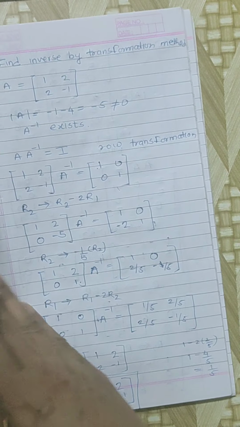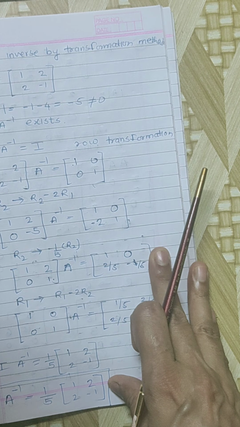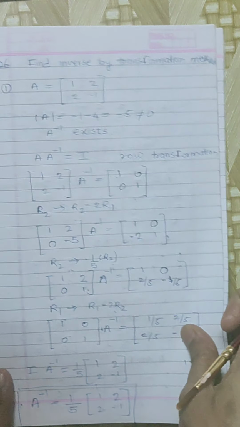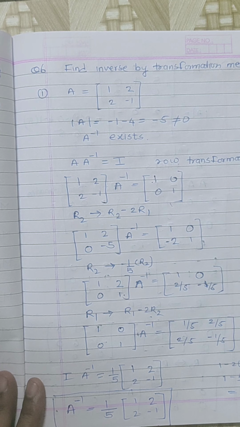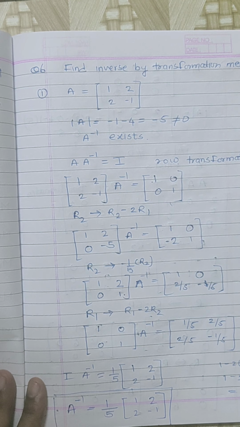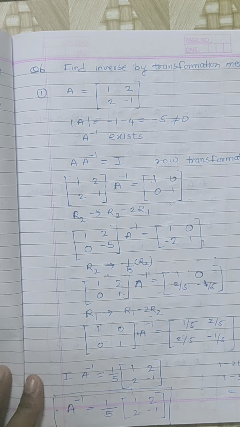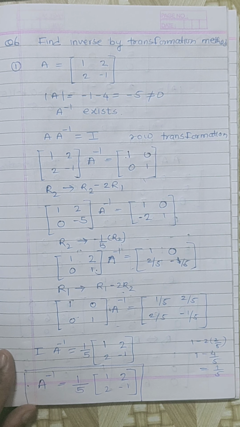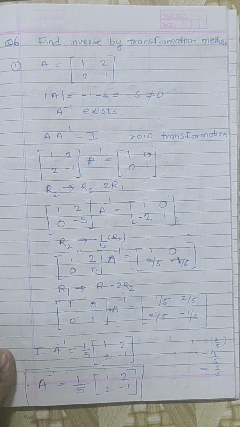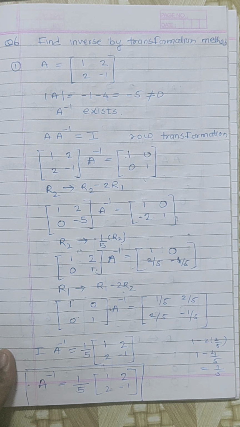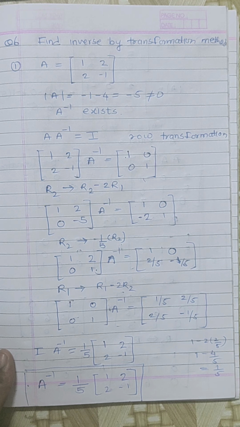Now next one, question number 6. Find the inverse by transformation method. When a question like this is there, you can use row transformation or column transformation. By any method you can solve. If it is specifically given to find the inverse by row transformation, then you have to use row transformation. If it is given by column, you have to solve by column transformation.